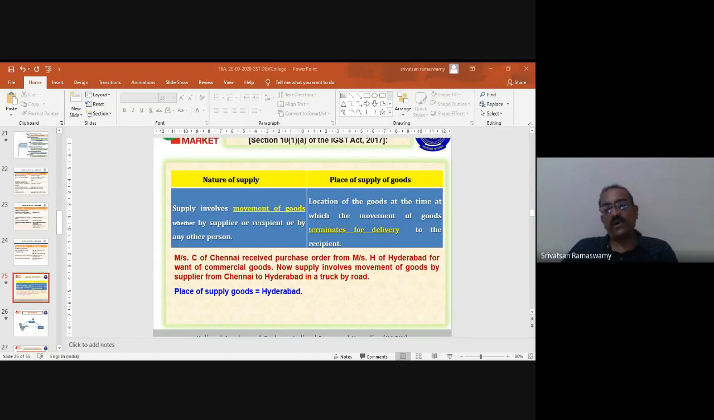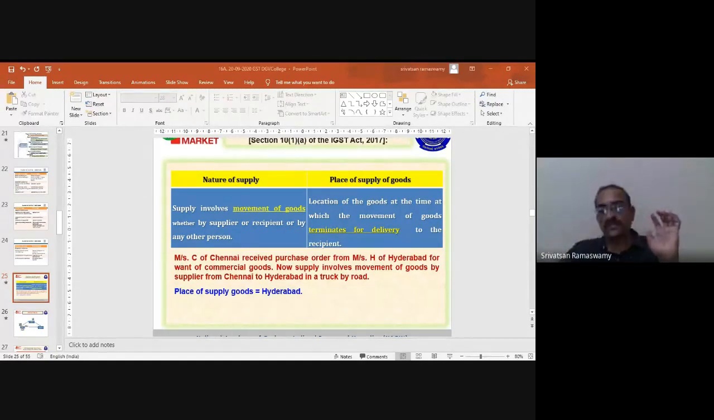Not that much clear. Okay, right. So probably I think the examples will make it very clear. See, the underlying principle is that we should know whether it is an interstate transaction or intrastate transaction, so that we will be in a position to decide what type of tax will have to be paid.